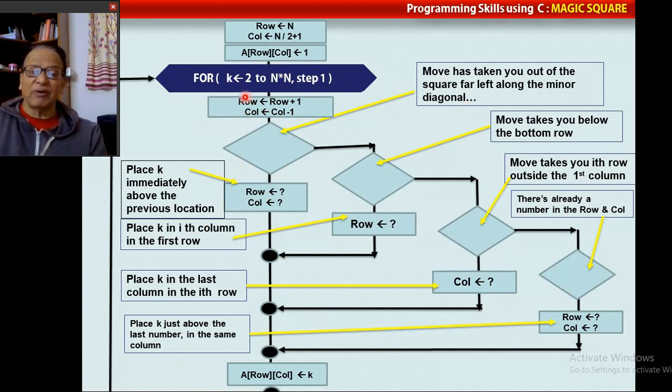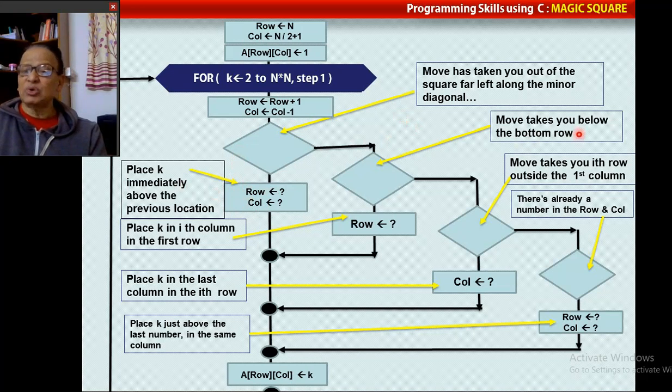Here you have found initially the row and column, but now you are going to find the real row and column in which the next number has to be placed. Take this: the move has taken you out of the square far left along the minor diagonal, this diagonal. You have come here. So what do you do? You have to place k immediately above the previous location. You were here, 3, 4, 5, 6, and 7 was placed on top. So that is the thing you have to do.